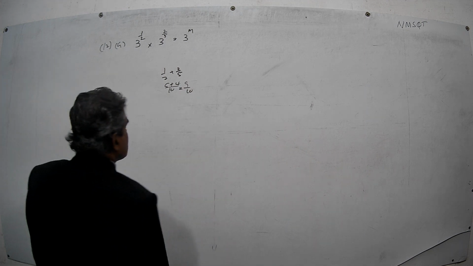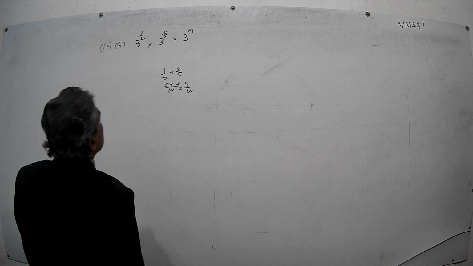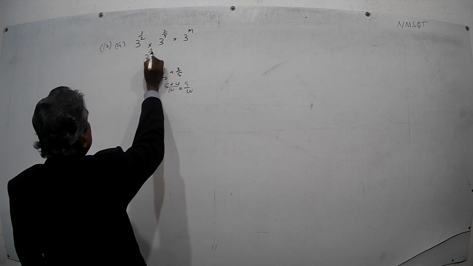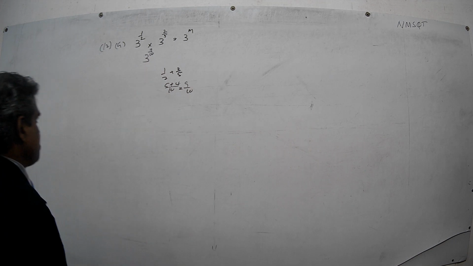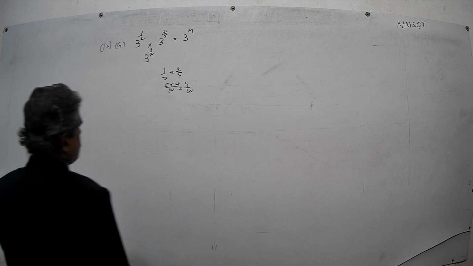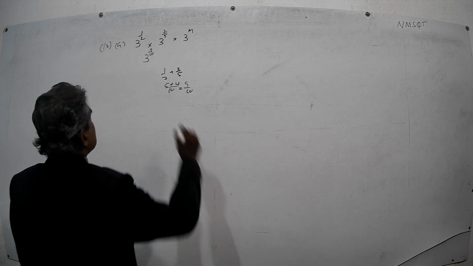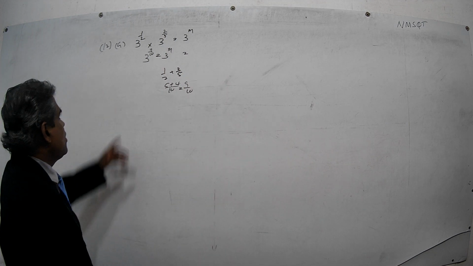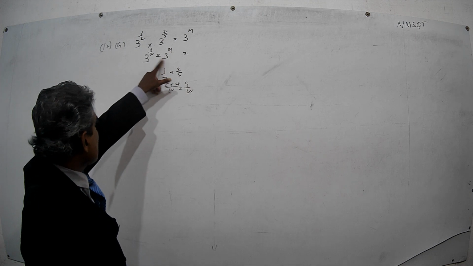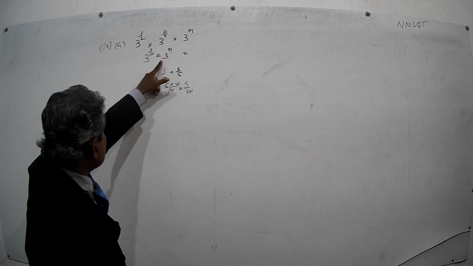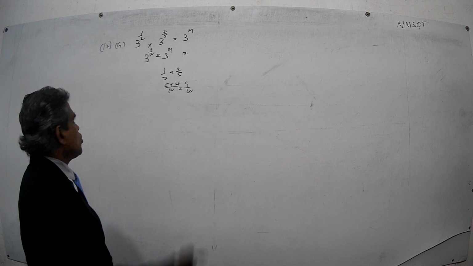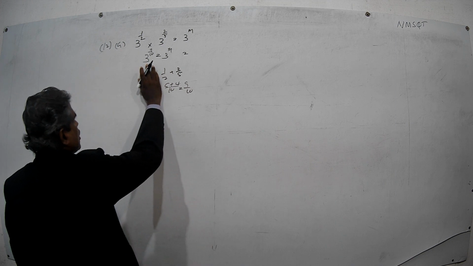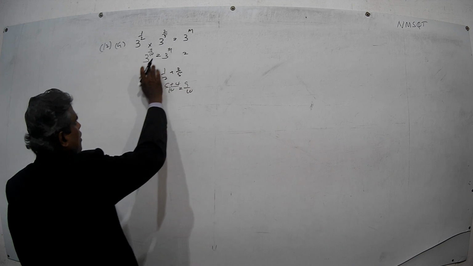So that is the sum of the two fractions, right? That is the addition of the two fractions. Then you can write this as 3 to the power 9 over 10 equals 3 to the power m. When two indices of the same base are equal, the powers can be equated. Therefore, here 3 to the power 9 over 10, 3 to the power m.